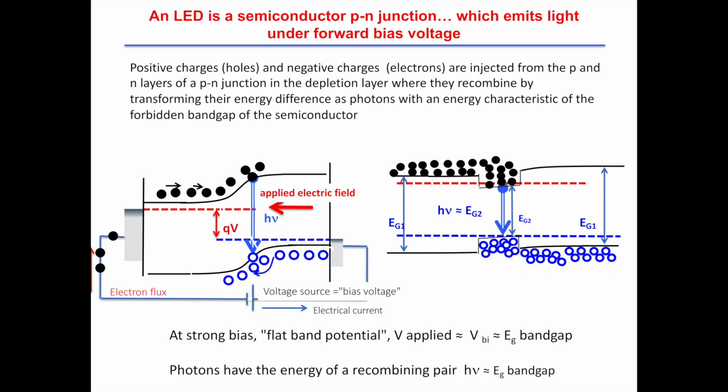This was a big invention in the 60s. For that invention, Krömer and Alferov got the Nobel Prize because this is what gave rise to efficient semiconductor lasers, which are at the root of optical telecommunications, and you know how much optical telecommunications changed our civilization. So this was a big, big invention, the semiconductor heterostructure. But it's good for lasers, it's also very good for LEDs.